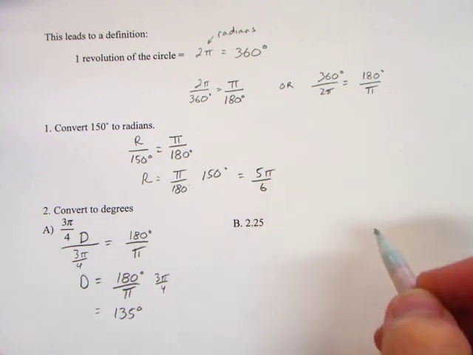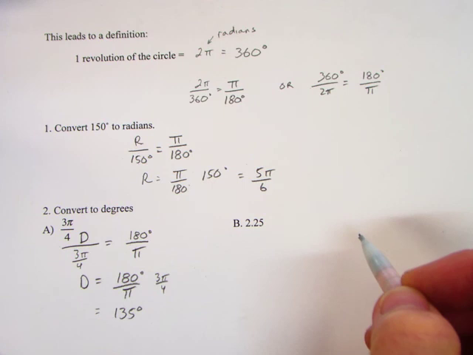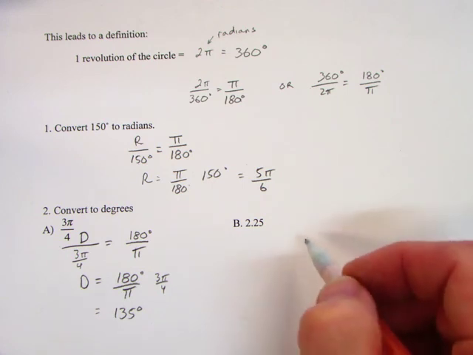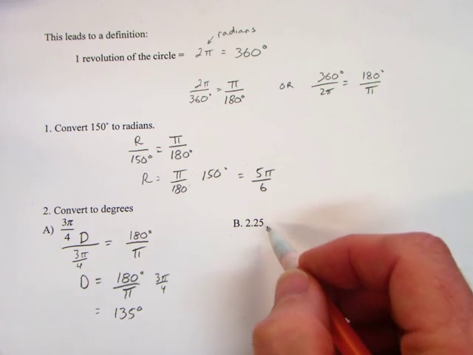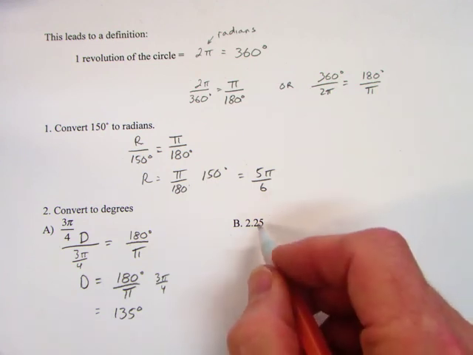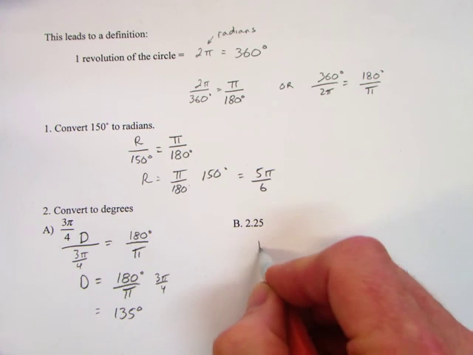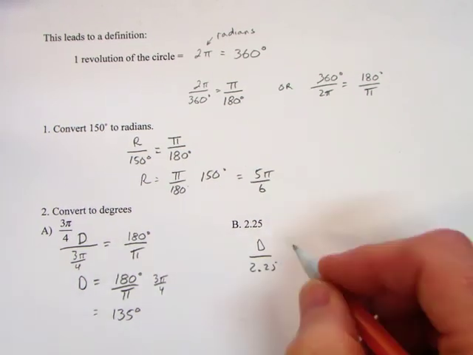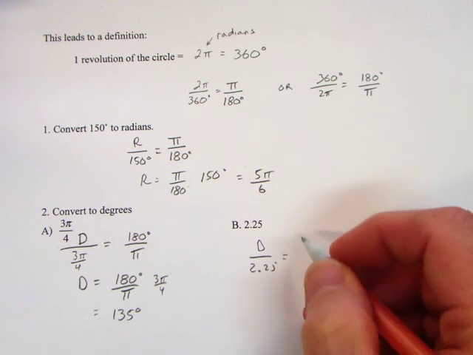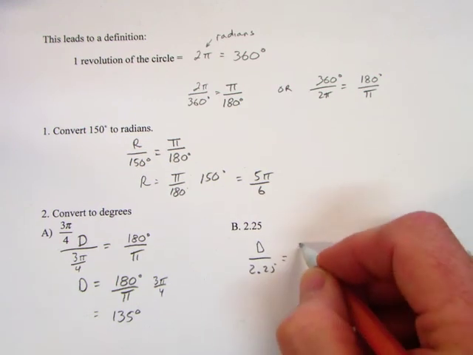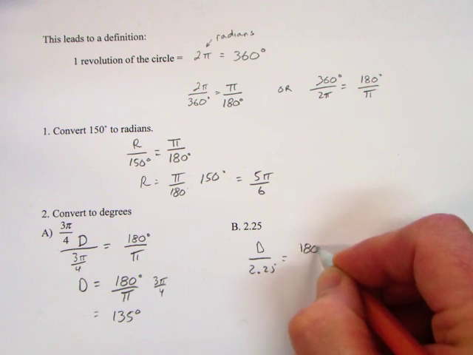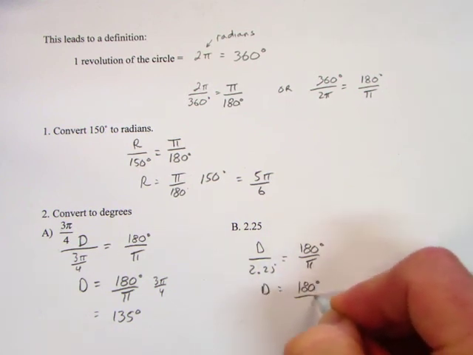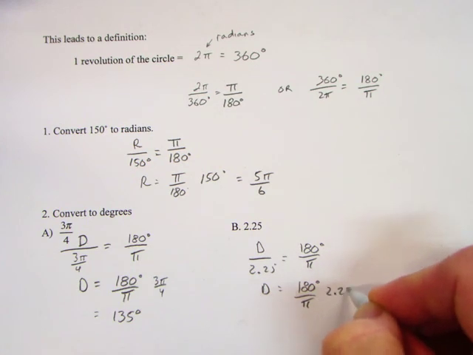Now, when I look at 2.25, what is that? What is the unit of measure? You should know immediately that 2.25 is radians. Why? Because there's no symbol with it. So what we want to do is convert the radians to degrees. So we'll say d over 2.25, and we'll set that equal to, let's see, degrees, 180 degrees over pi. So we get d equals 180 degrees over pi times 2.25.